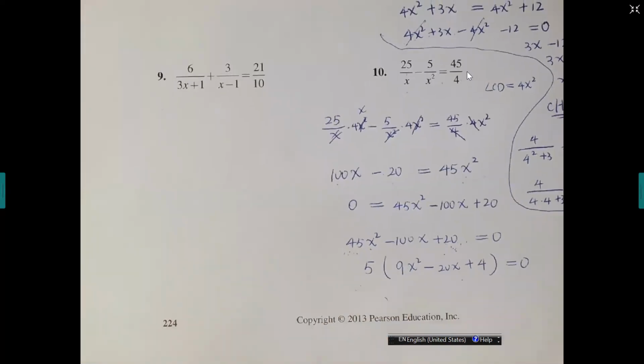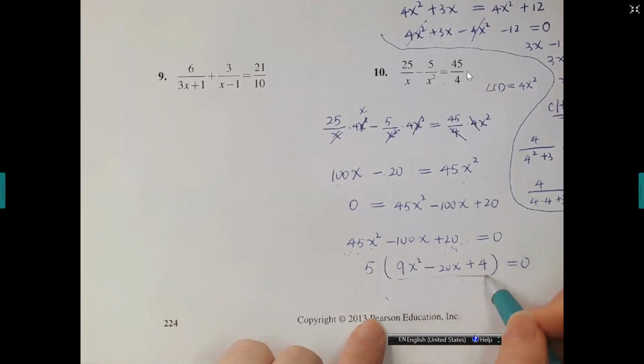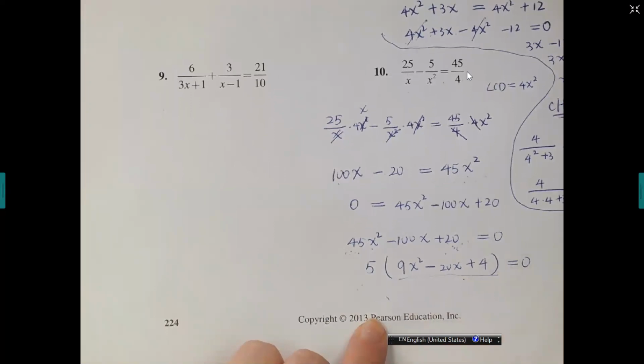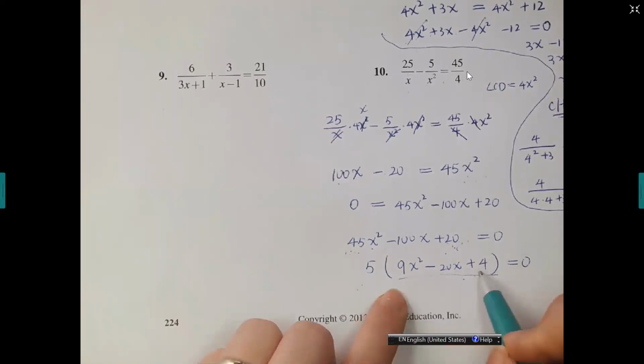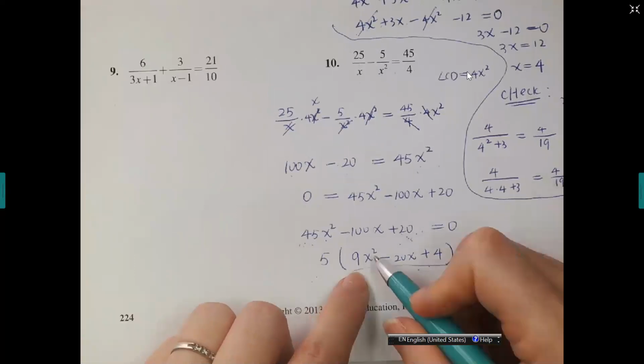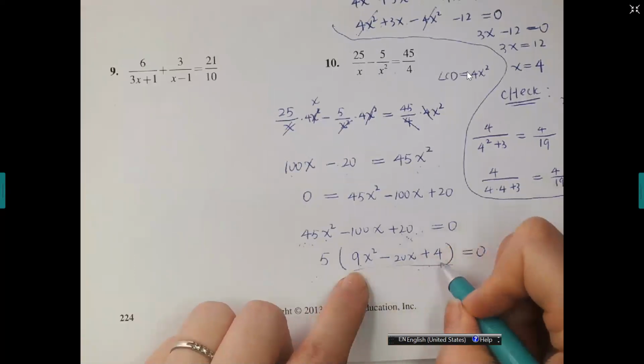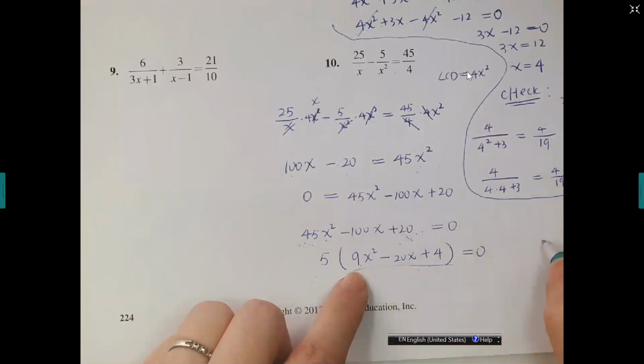Then we are going to continue to try to factor this. So can we try to factor this? Let's try. 9 is 3 times 3, or 9 times 1. Let's try 3 times 3, that's 9. And for 4, if I go 1 and 4, it does not work to get 20. If I try 2 and 2, it does not work.